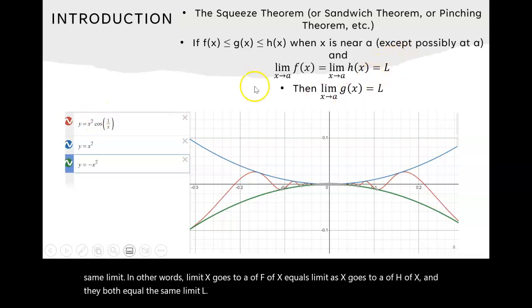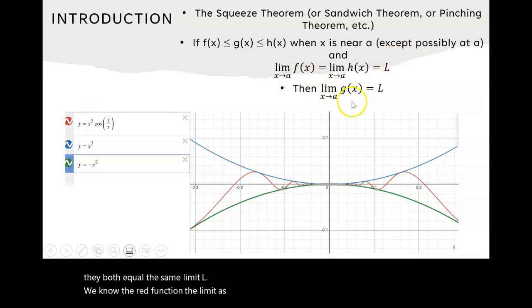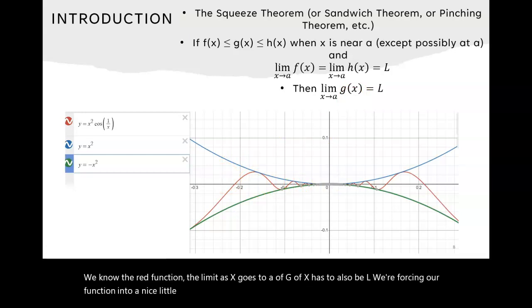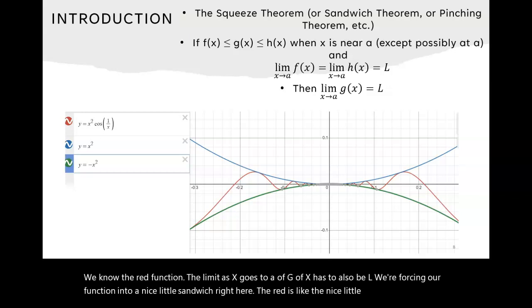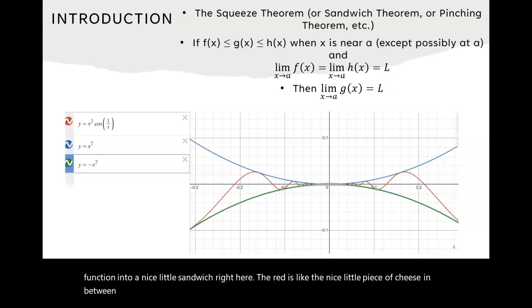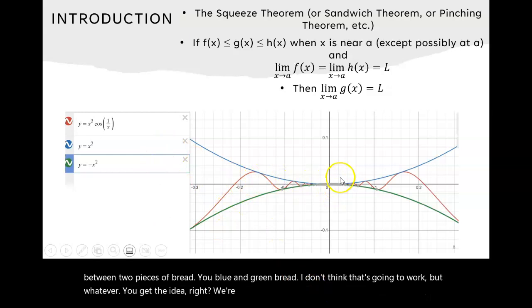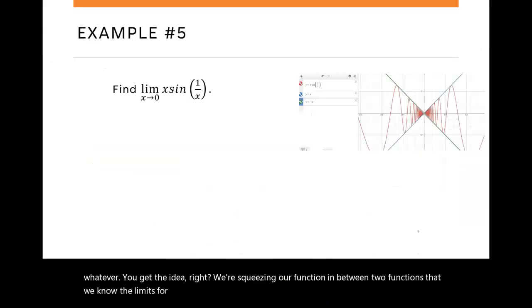We know the red function, the limit as x goes to a of g of x, has to also be L. We're forcing our function into a nice little sandwich right here. The red is like the nice little piece of cheese in between two pieces of bread. Ew, blue and green bread, I don't think that's going to work, but whatever, you get the idea, right? We're squeezing our function in between two functions that we know the limits for. How can we use this?